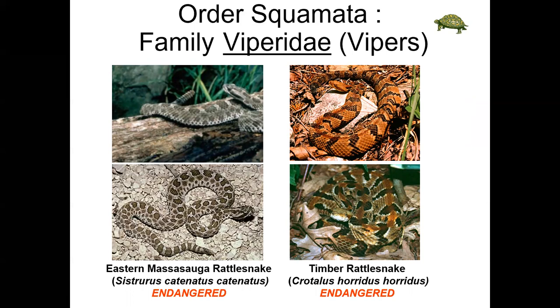There are 215 species of pit vipers, and we have 4 species of pit vipers in Indiana. All of these are considered endangered. All are venomous, and they have really long hinged fangs, and their venom is a hemotoxin. So you're oftentimes going to hear hemotoxin versus neurotoxin.